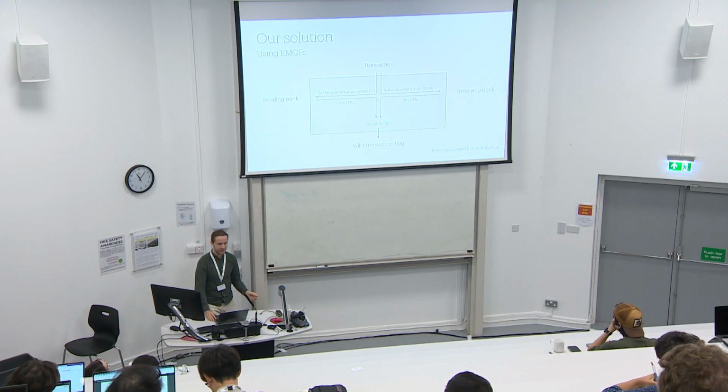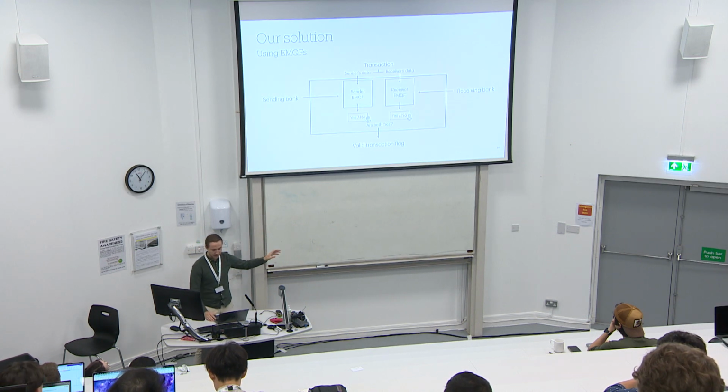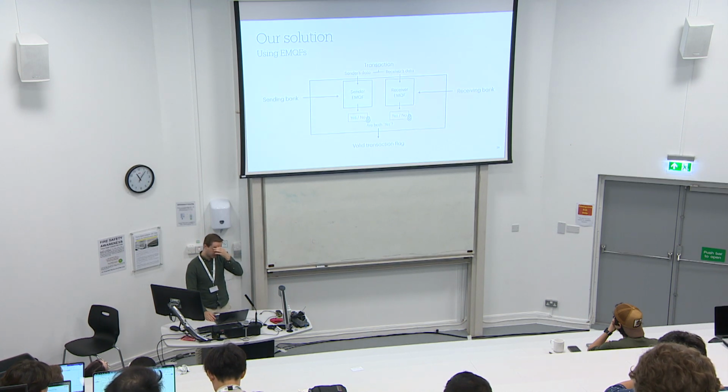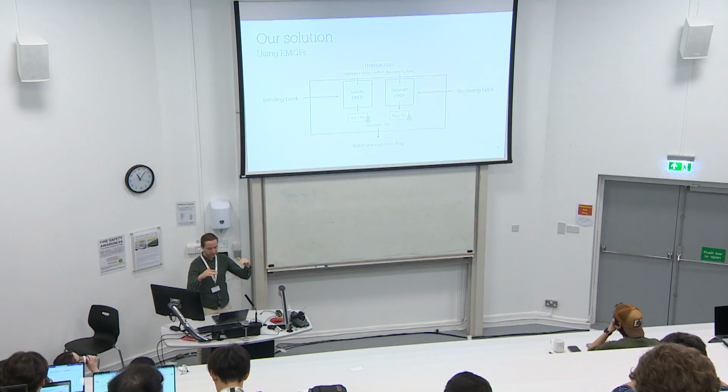So our solution using EMQFs looks as follows. This is just the previous high-level overview. What we do is we have the sending bank and the receiving bank encode their data set as an EMQF and send that to the payment network service. So this happens just once during the setup phase. Then a transaction is split into the relevant data for the sender and for the receiver, and the EMQFs are queried on that data.